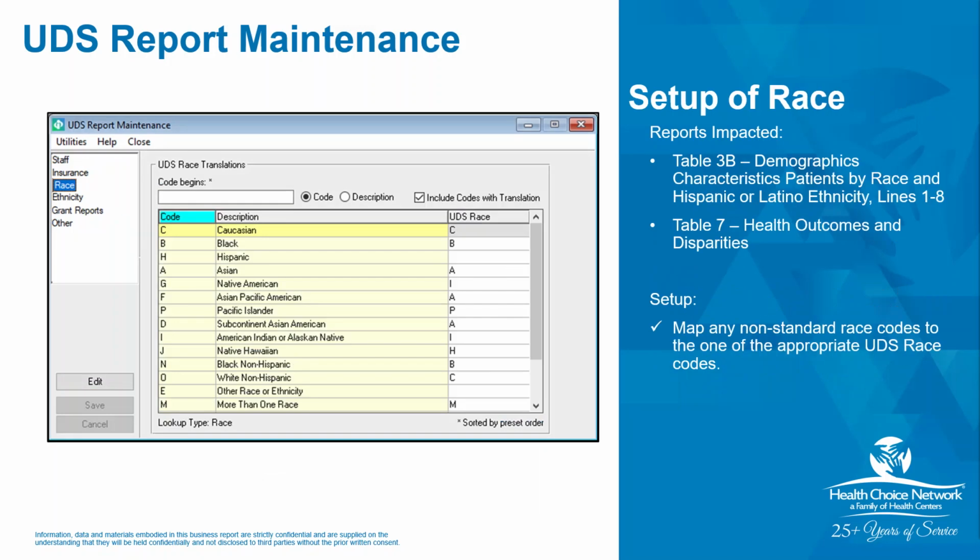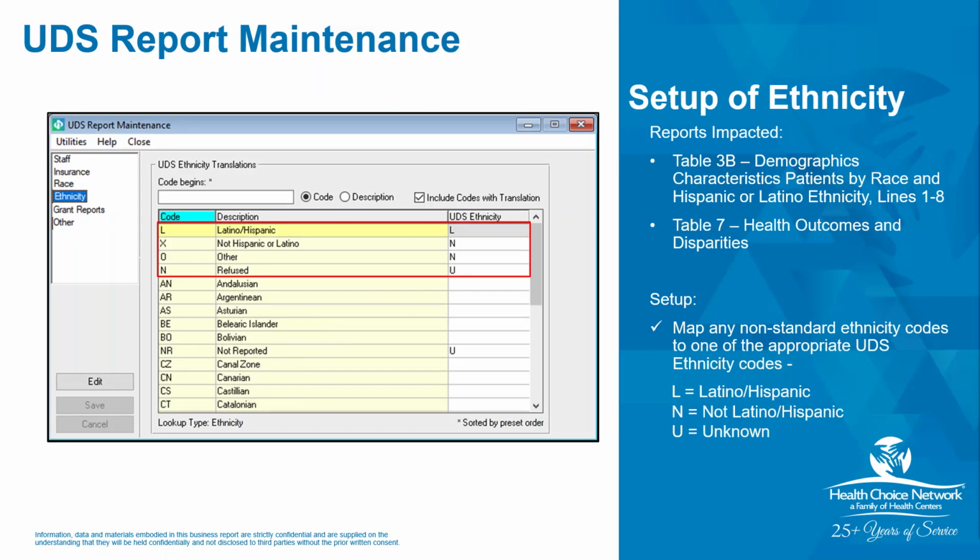From the UDS Report Maintenance race page, you can assign or edit the UDS report categories for each race. Any non-standard race code added to Intergy must be mapped to a UDS race code, or the patient will be counted to unknown on Table 3B and Table 7 for race.